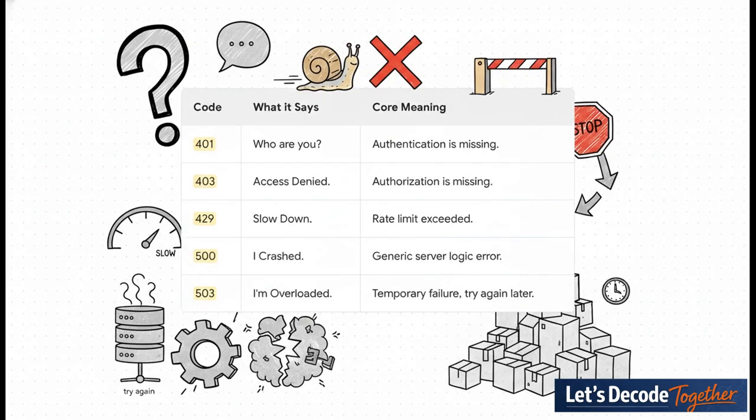All right, let's lock these in real quick. 401 is, who are you? 403 is, I know who you are, but nope. 429 is, hey, slow down. And then on the server side, you've got the classic 500, oops, I crashed. And the more polite 503, I'm a little overloaded right now, maybe try again later.